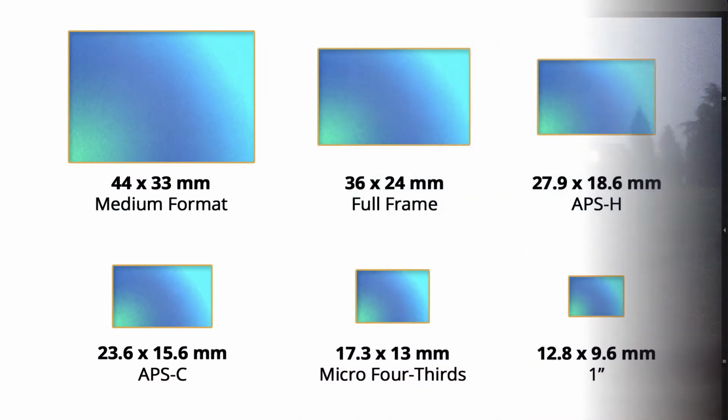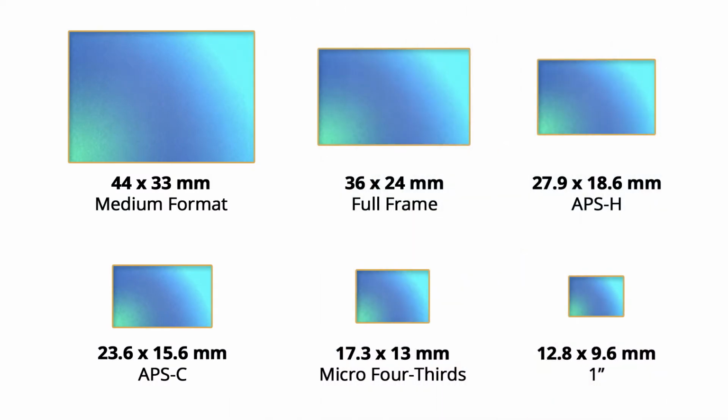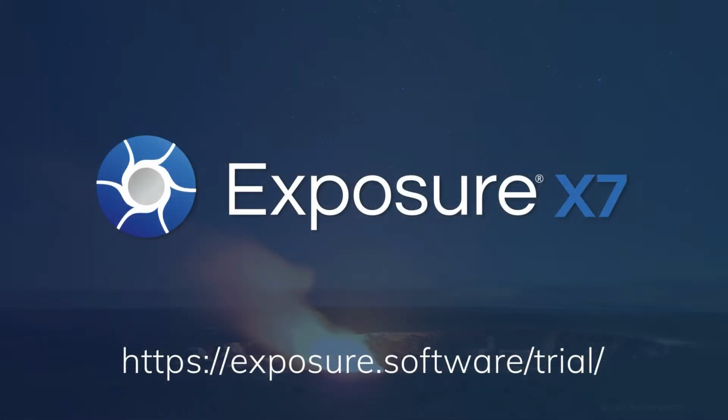There are several factors, such as the size of the camera sensor and the ISO setting, that can affect the level of noise visible in a photo. We are using Exposure for the demonstration in this video.